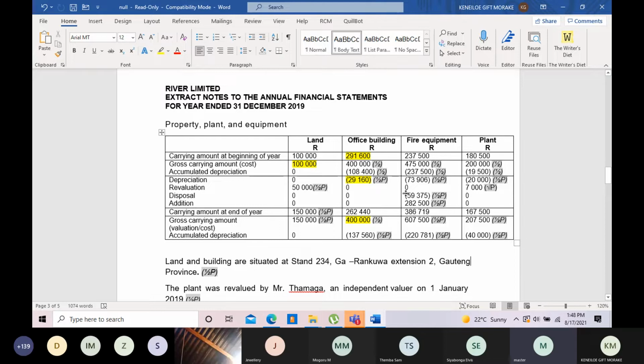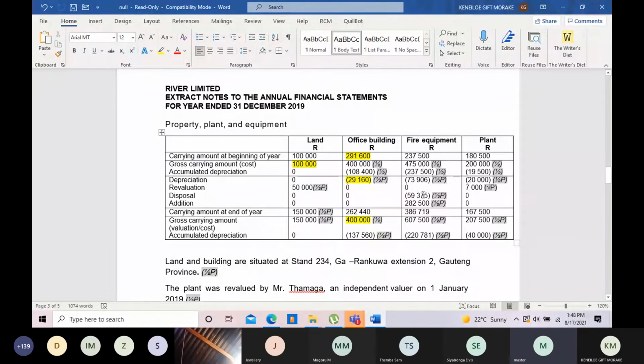Not this one, because this one is the carrying value, 59,375. It is representing the carrying value of the disposed asset. It means that this asset that was damaged by fire, if you were to sell that asset as a company, we would sell it at 59,375. That is the meaning of this amount, 59,375.